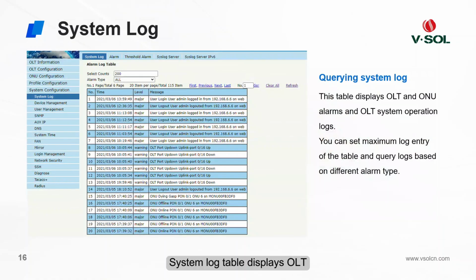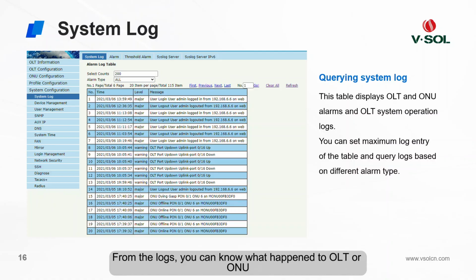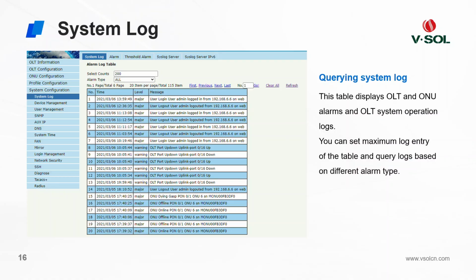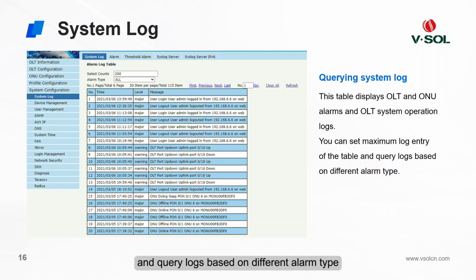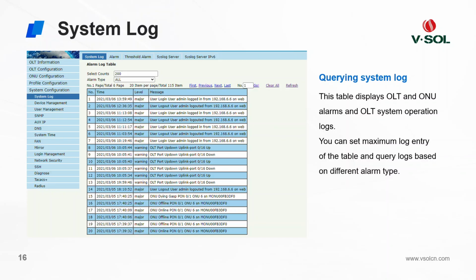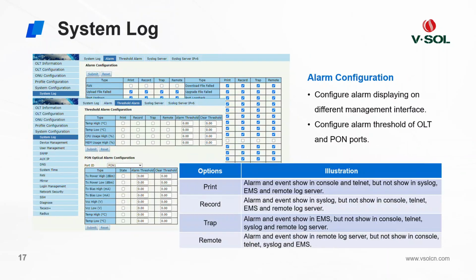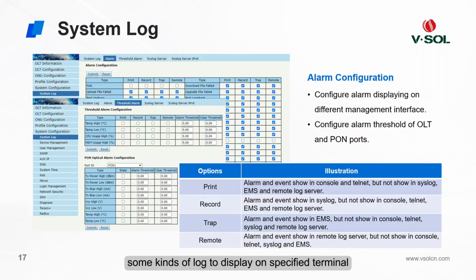The system log table displays OLT and ONU alarms and OLT system operation logs. From the logs, you can know what happened to the OLT or ONU. You can set the maximum log entries of the table and query logs based on different alarm types. If you don't want some kinds of log to display on a specified terminal, you can disable them.